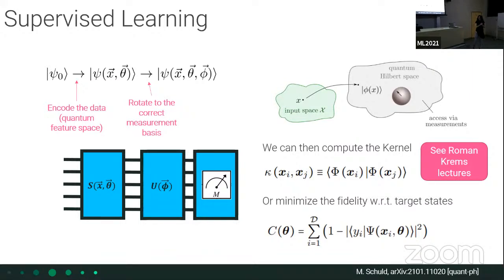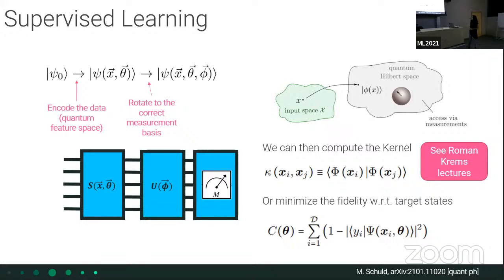So in the end, you have some initial state, you encode the data using this quantum feature map, that could be the data reuploading or could be another one, and then you rotate to measure in the correct basis, obtain some expectation value, and with this expectation value, you can compute the kernel as Roman Krems was explaining this morning, and I guess he will talk about that in more detail in the quantum context, or minimize the fidelity with respect to some target state, or any other possible strategy that requires optimization of some cost function.